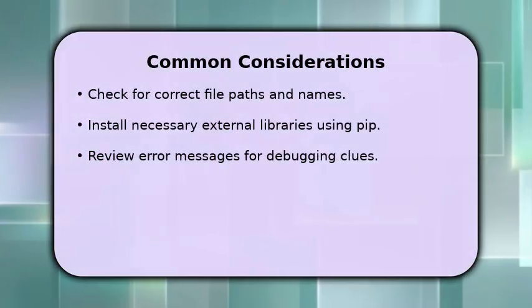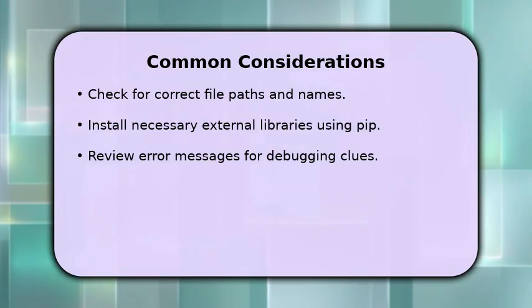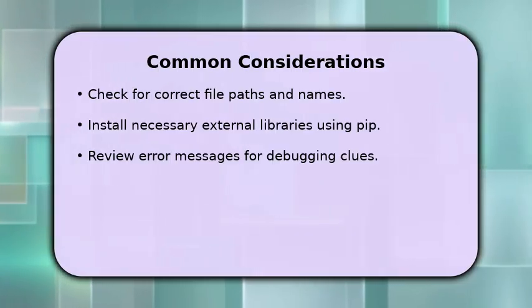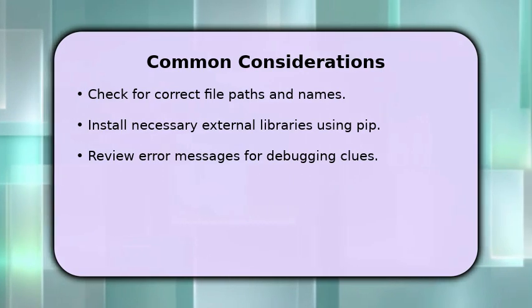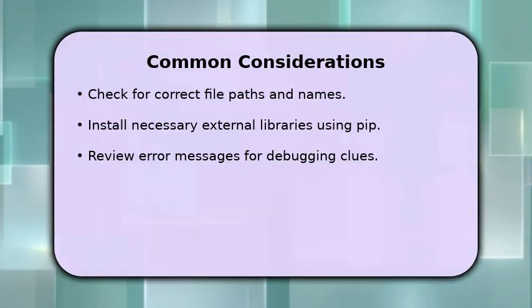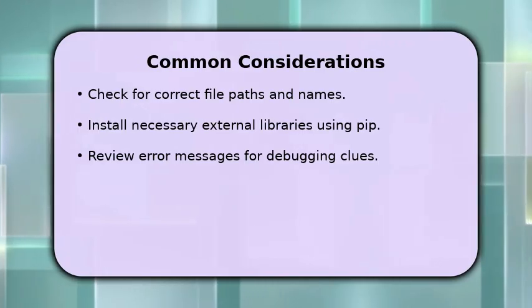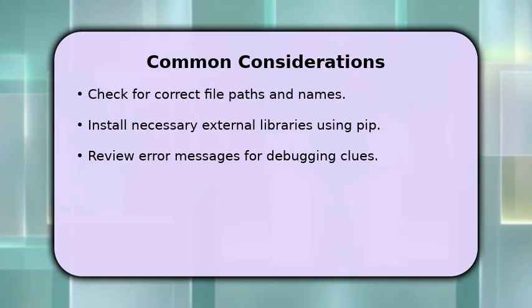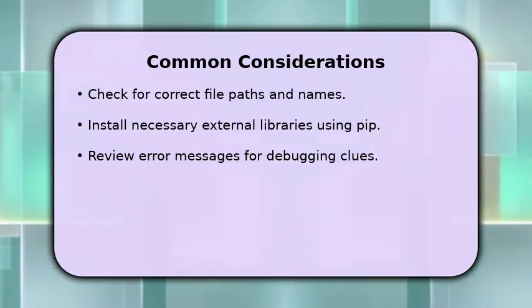When running Python programs, always double-check your file path and name for accuracy. If your script uses external libraries, ensure they are installed using pip, for example, pip install pandas. If an error occurs, carefully read the error message. It often provides crucial clues for debugging. Understanding these common points will help you efficiently run and troubleshoot your Python file handling programs.